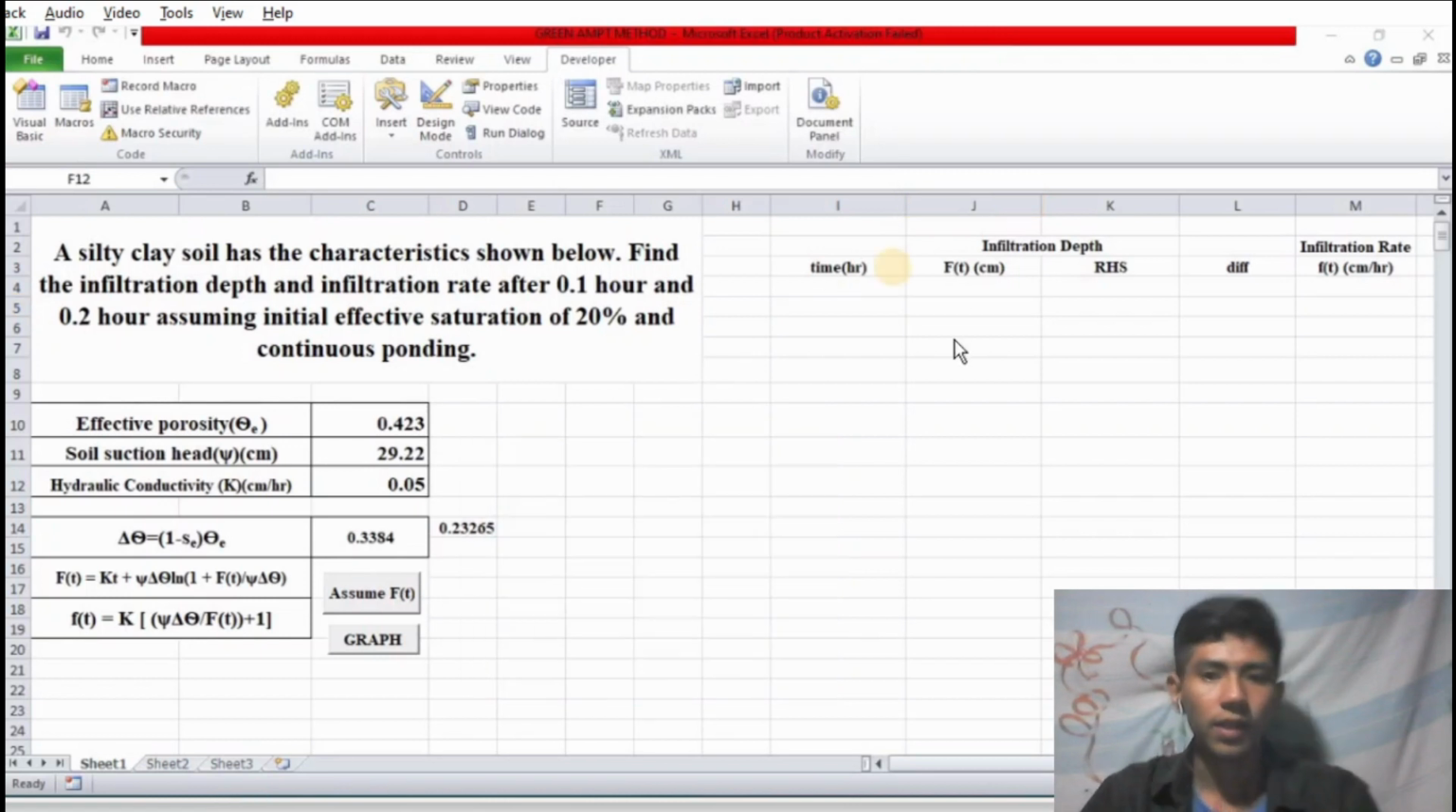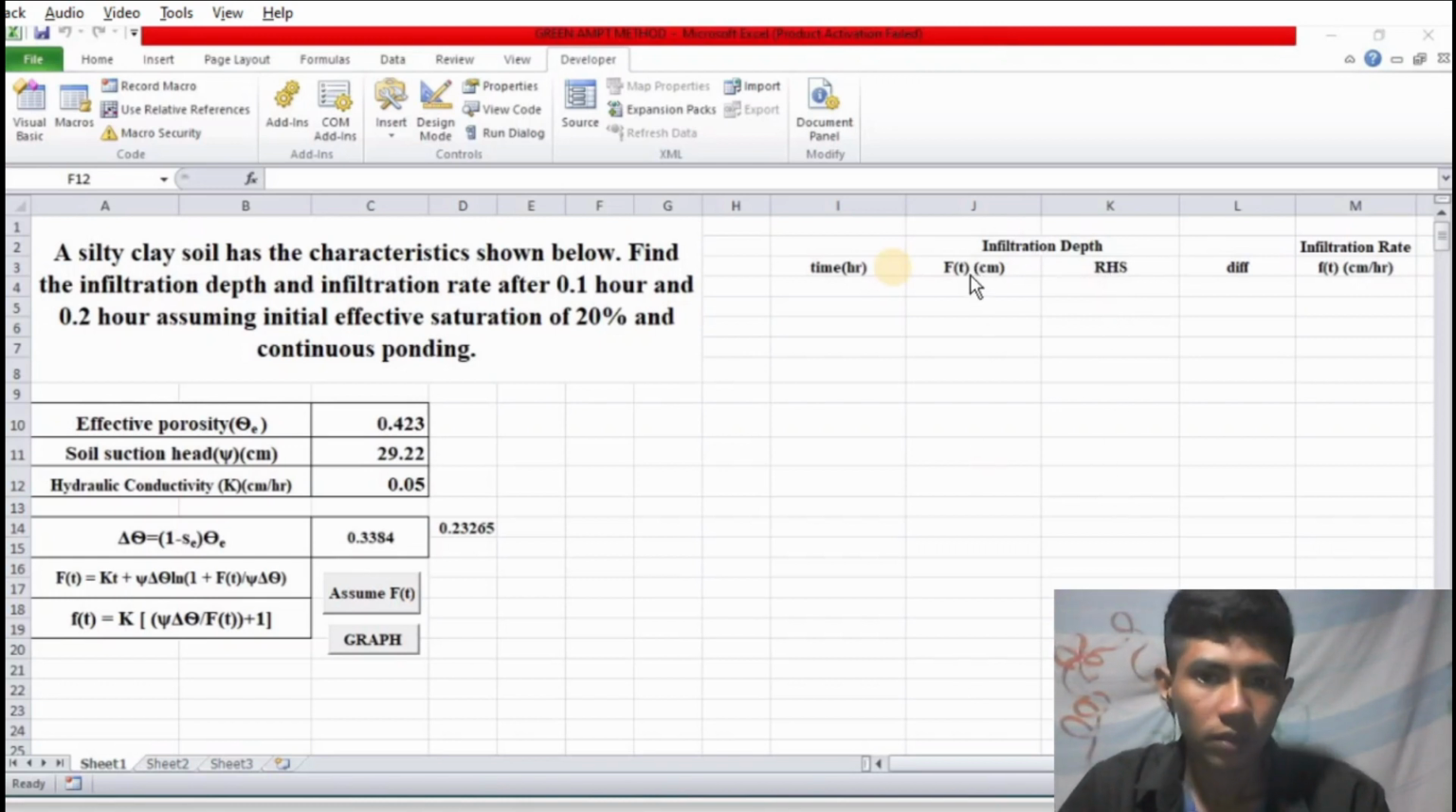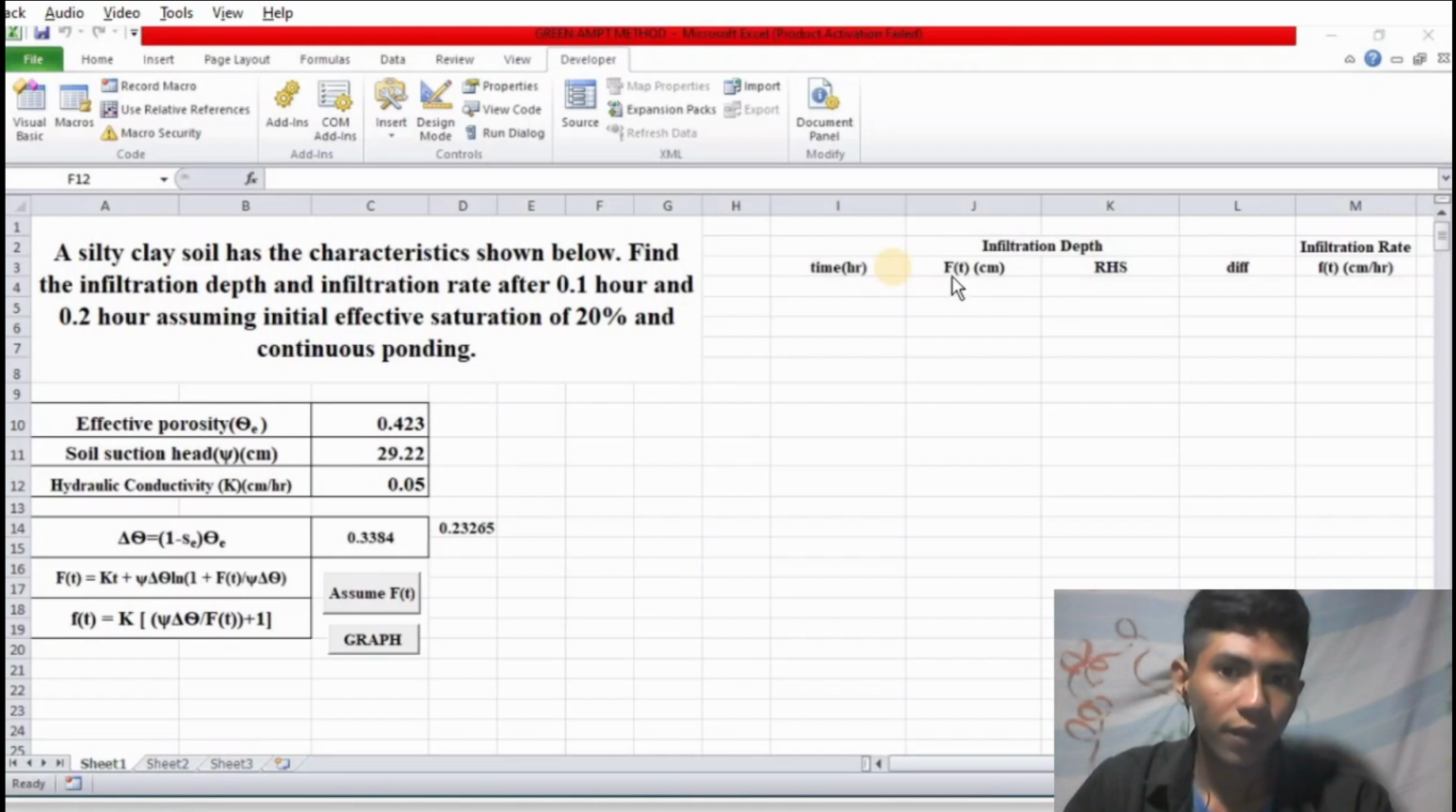Okay, let's get back. As you can see, the infiltration depth has two columns. This is the F of T and this is the RHS, or right-hand side. In this column, we will assume the value of F(T), because the formula of F(T) is implicit. We're looking for cumulative infiltration, but the formula needs a cumulative infiltration right here. So we will be using Solver in this equation.